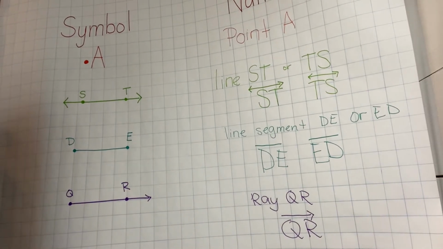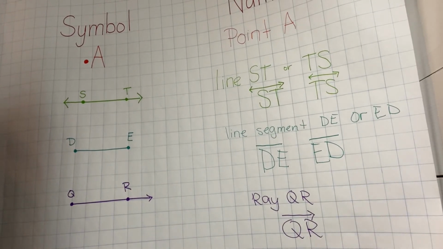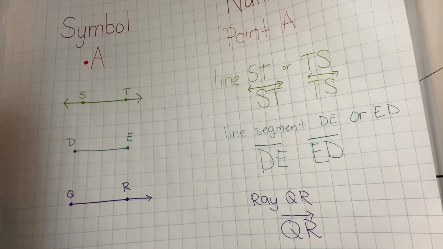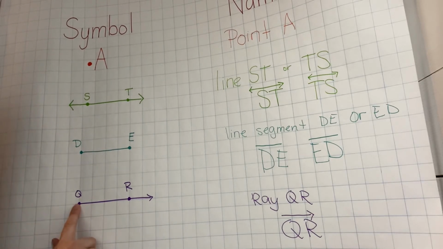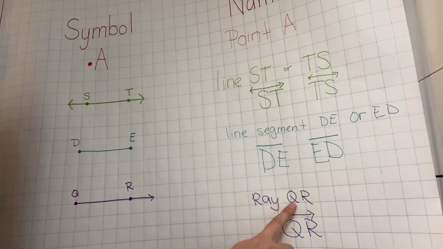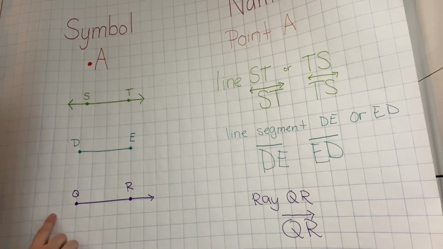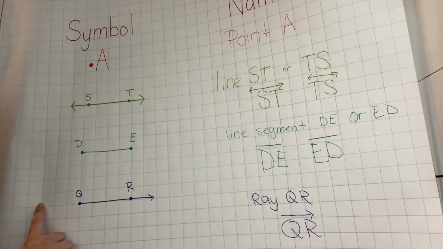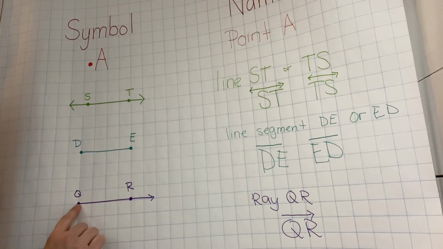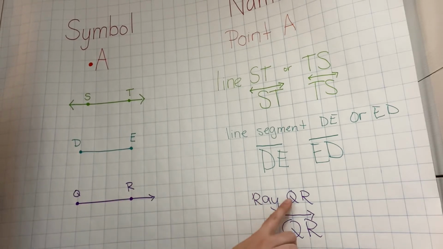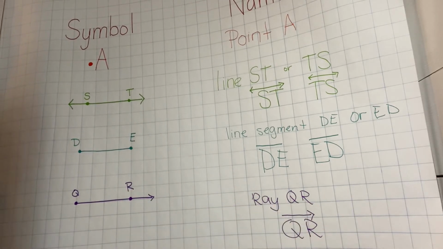Now, one thing that's different about a ray that we don't have for the line or the line segment is that with a ray, the letters have to be written in a specific order. If your endpoint is the Q, it starts at the Q and it goes through the R, so it has to go QR. If it was ray RQ, then it would start at the R and come backwards through the Q, but that's not the case here. So you have to start with where the endpoint is and continue on through the letter. So that's the order that those need to go in.